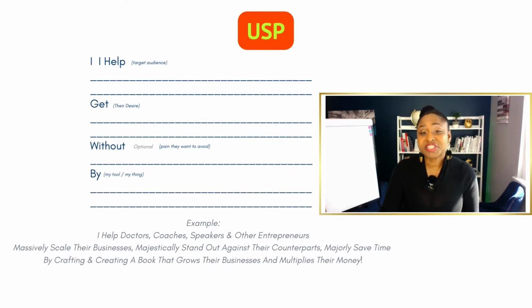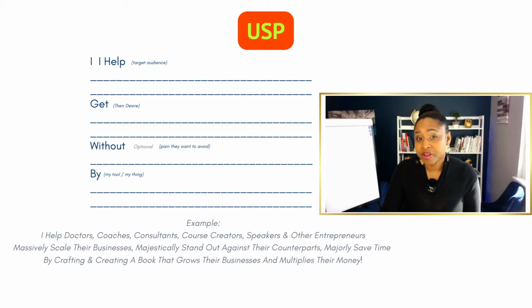As promised, now that you've clearly defined who your target audience is and how you can help them, here is the formula for an effective USP. You will start with "I help," and then your target audience. Then write clearly what their desire is, not what your product solves. So never lead with your product or service. Right, the next line should be their desire.